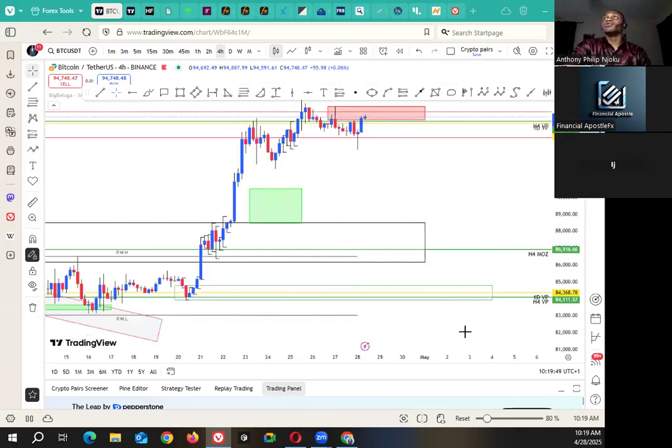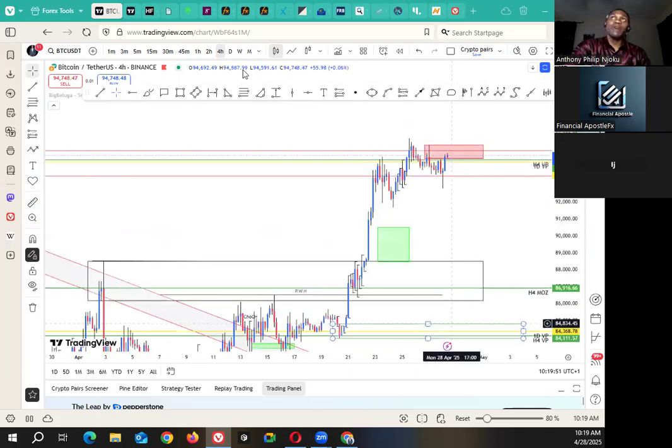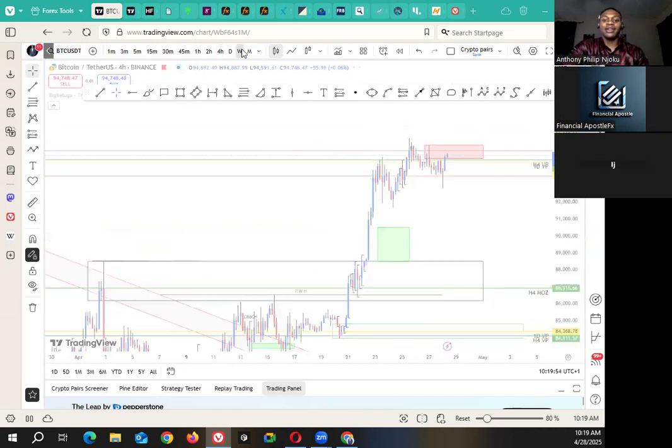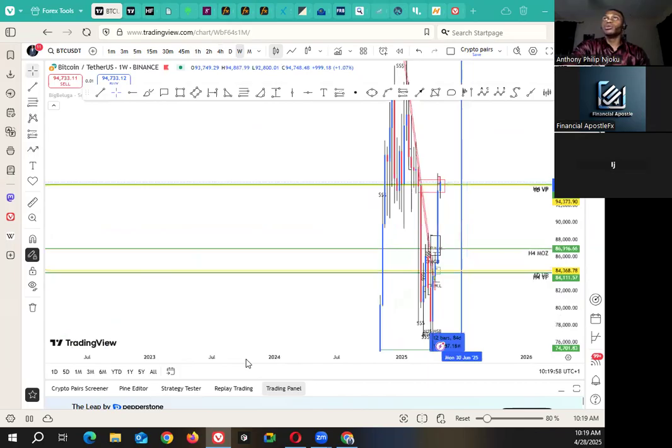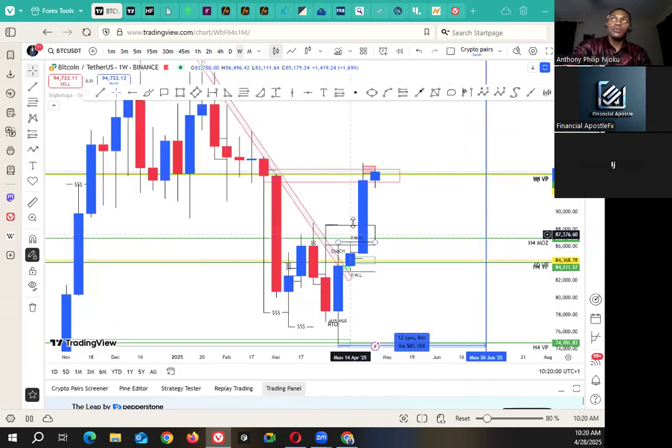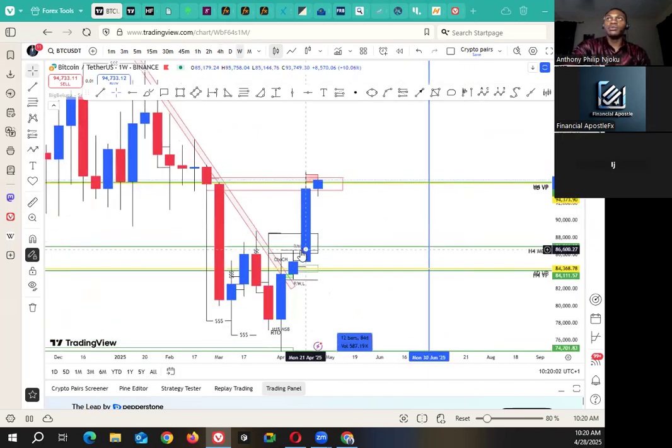So what does the market do now? The market has moved before I even update it. Let's go to the weekly time frame first. Let's update the weekly time frame, the higher time frame. So on the weekly time frame, we take this to the previous week high, previous week low.